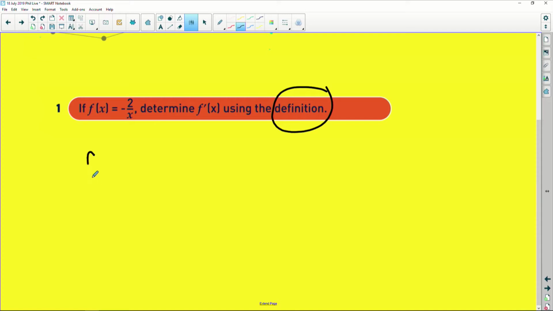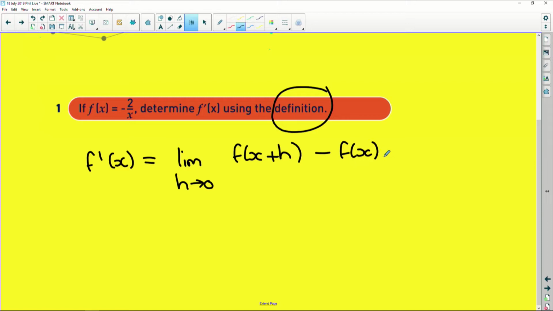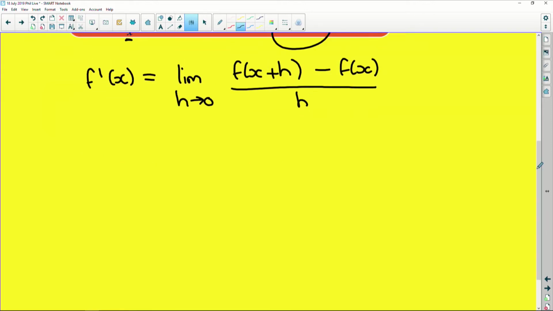So remember, f prime of x is given to us as the limit as h tends to 0 of f of x plus h minus the original function f of x, all over h. Okay, so because this function has x in the denominator, if I try to do this immediately all over the fraction, I'm going to get a little confused. So I'm going to first find out what this numerator would be in its simplest form.